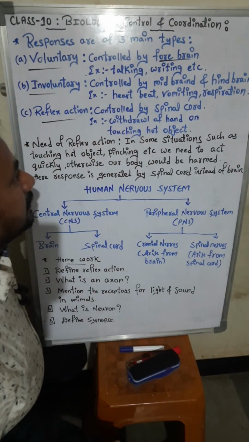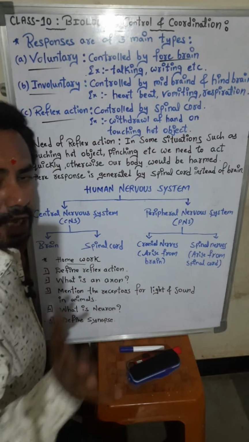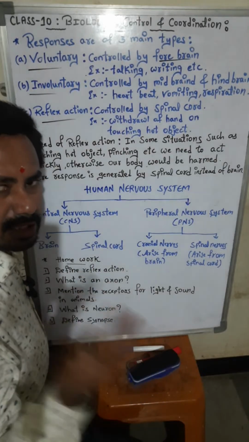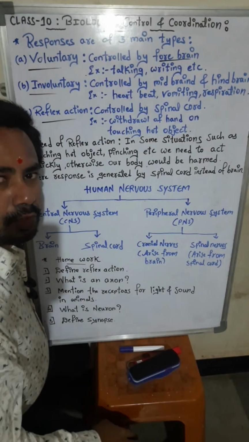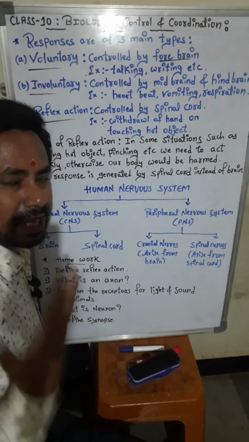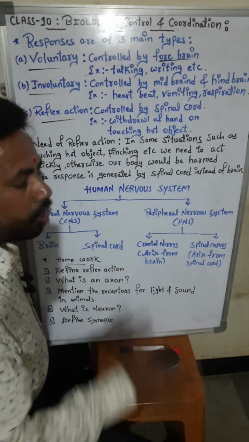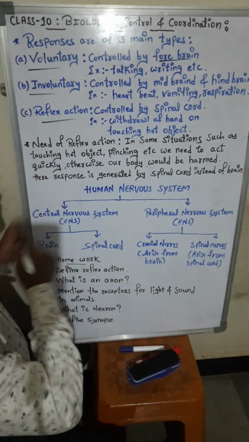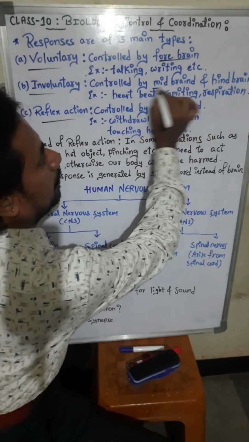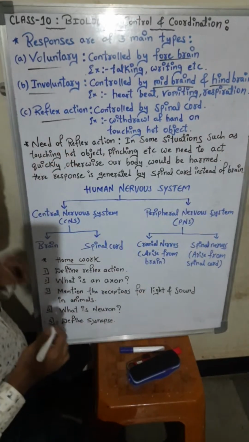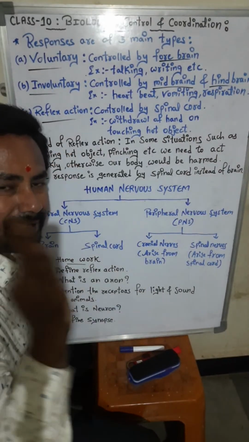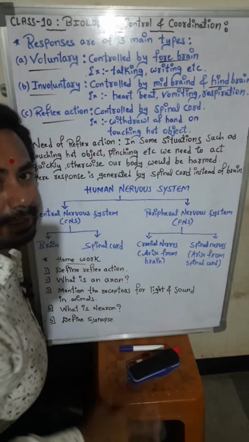Fine, students. Involuntary actions are not under our control: digestion, respiration, excretion. So many things are there. Chemical reactions which take place in our body, all are involuntary actions. These are controlled by whom? Midbrain and hindbrain, students. As I already told you, the brain is divided into three parts: forebrain, midbrain and hindbrain.